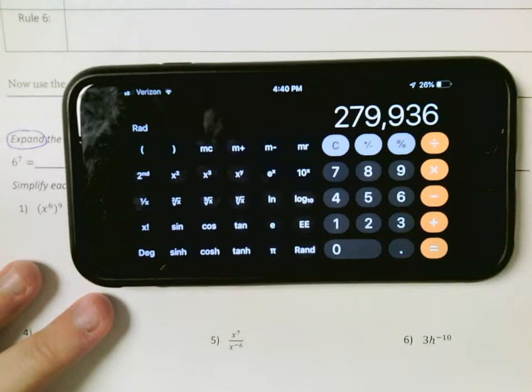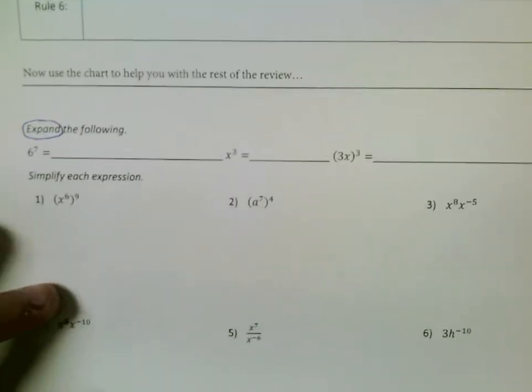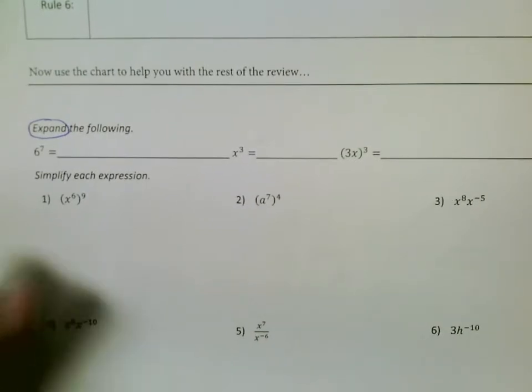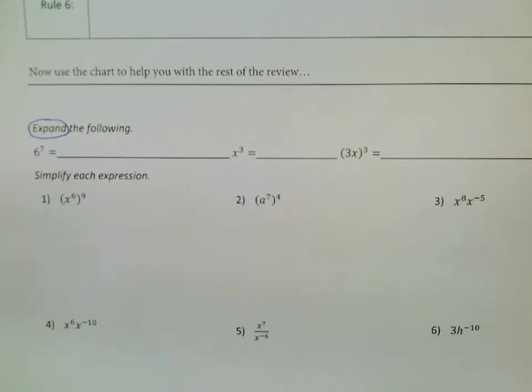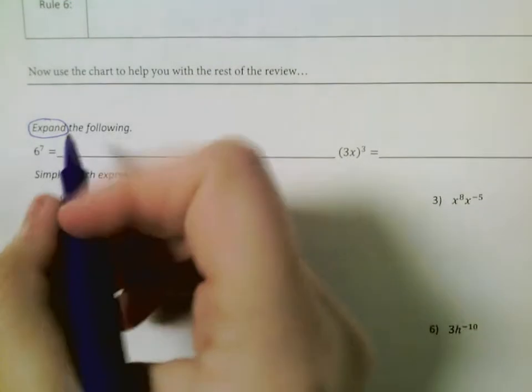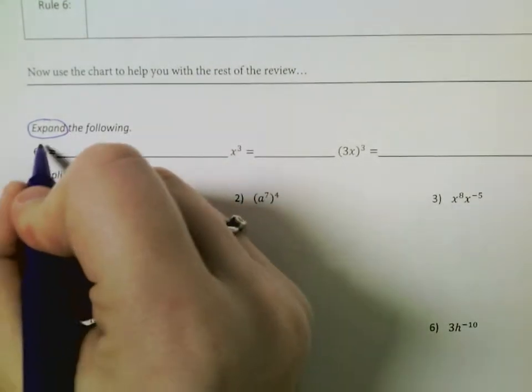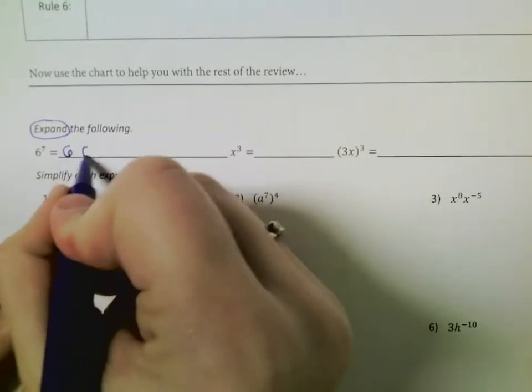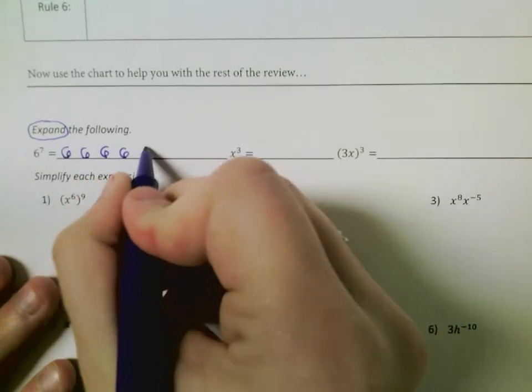My issue here is that's not what expanding means. Expanding means to simply write it out longer. If they wanted to know the value, they would say evaluate or solve, or something along those lines. But expand really just says, if you have 6 to the 7th power, that means you have 1, 2, 3, 4, 5, 6.